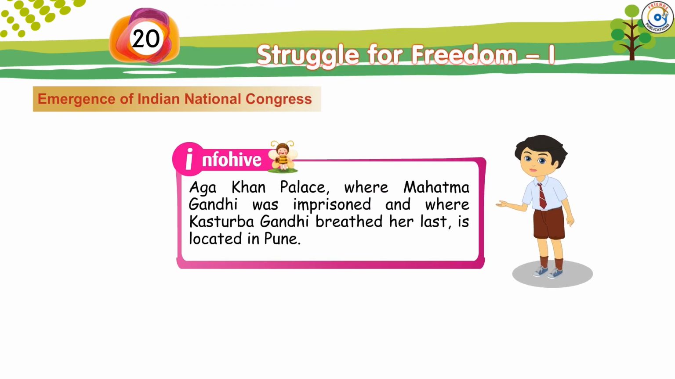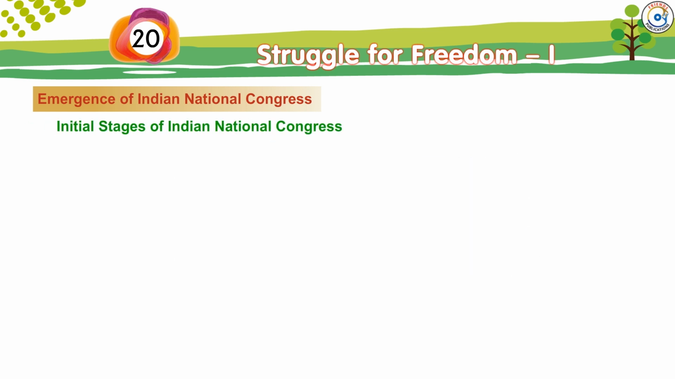Info Hive. Aga Khan Palace, where Mahatma Gandhi was imprisoned and where Kasturba Gandhi breathed her last, is located in Pune. Initial stages of Indian National Congress.